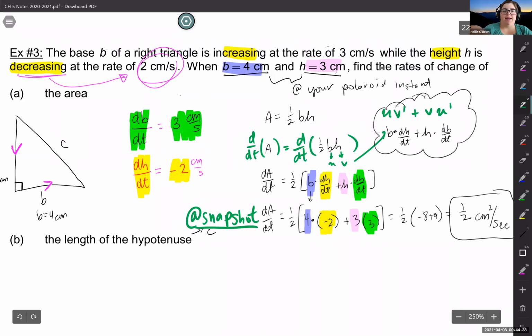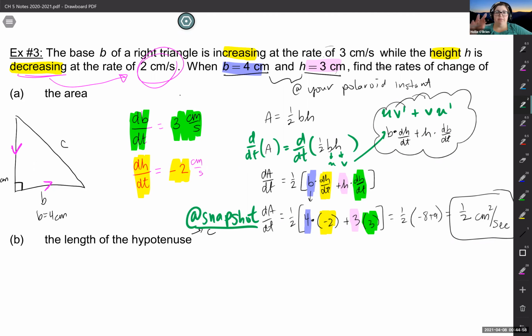Because we don't know at this moment in time, this is the rate of change of the area. It's not going to be that way every single time, but at that single moment, when you took the Polaroid, looking at the triangle, when the triangle looks exactly like that, that will be the rate of change.